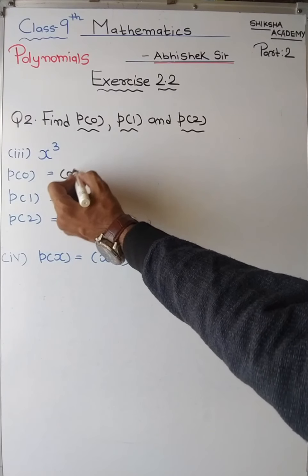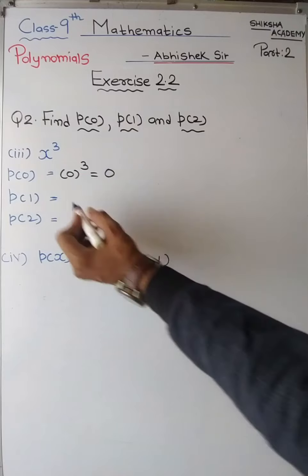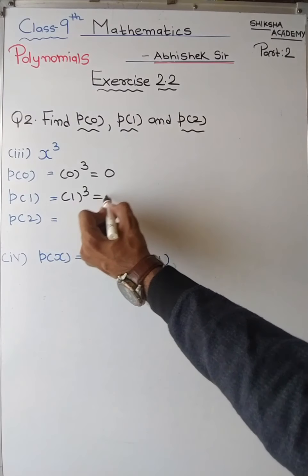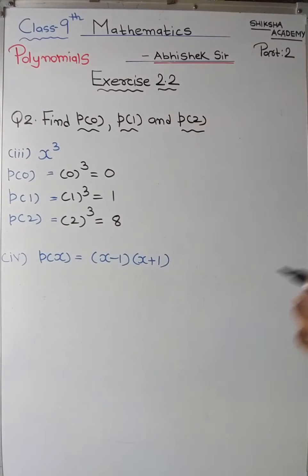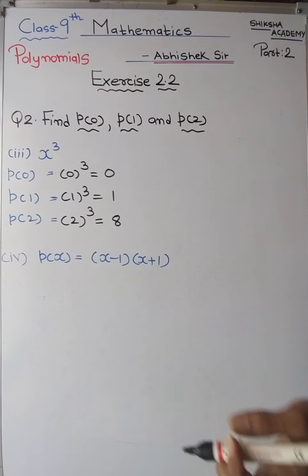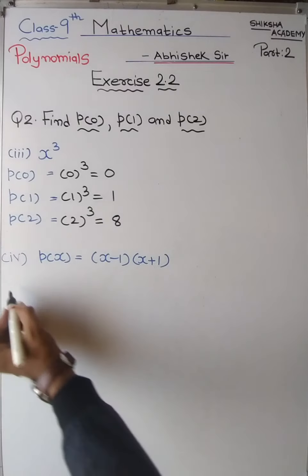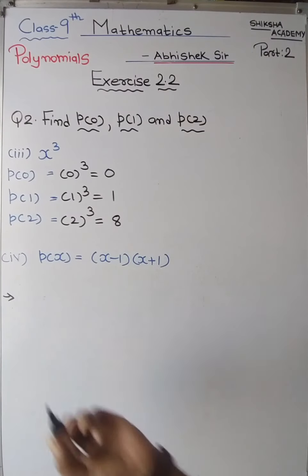So it will be 0 cube, final answer 0, 1 cube, final answer 1, and 2 cube, final answer 8. Okay, so this is how you will solve. Now moving on to the next question. In the next question you can solve by 2 methods.